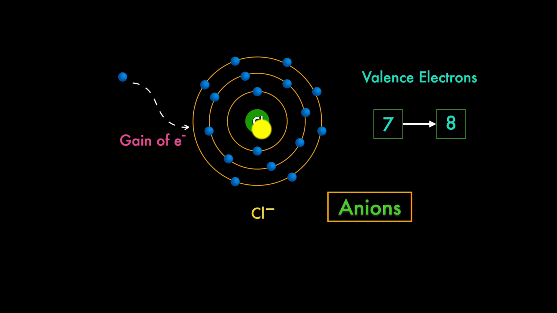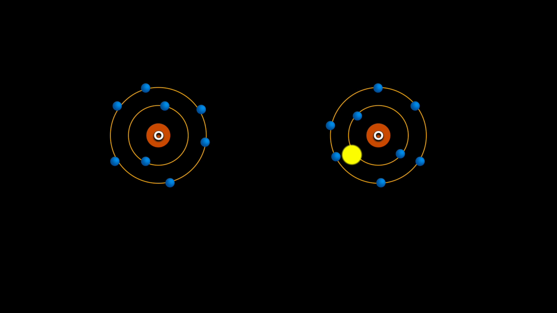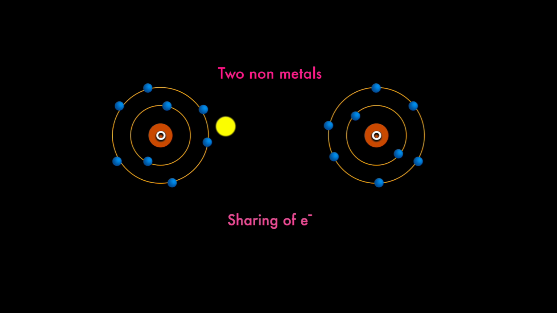For example, when chlorine is reacting with another chlorine atom, or when oxygen is reacting with another oxygen atom. They both need electrons. So what do they do? Well, this time, they're going to share their electrons. For example, oxygen has 6 electrons in its valence shell. They need 2 to complete the octet. So both the oxygen atoms will share 2 electrons each.